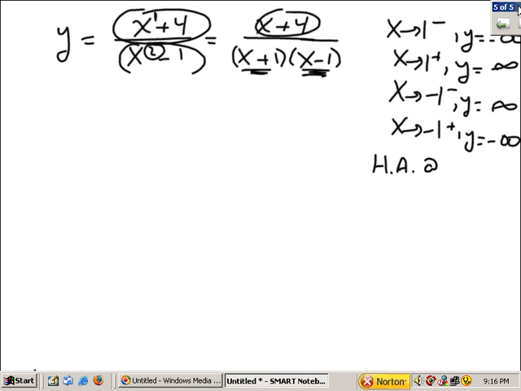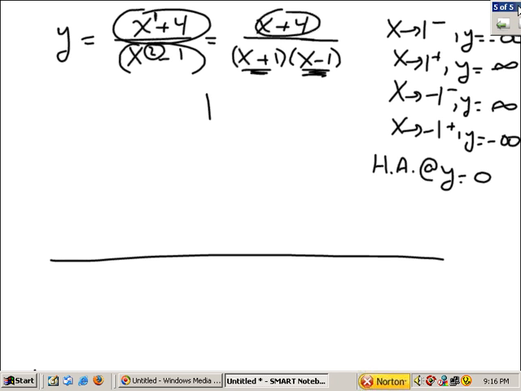Horizontal asymptote at y equals 0. Okay, so let's graph this. X, y. Now it's hard to draw. The line y equals 0 is the x-axis, and it's hard to dot a line that's already drawn solid, but I'll try it. It's in green. Okay, the horizontal asymptote is y equals 0.